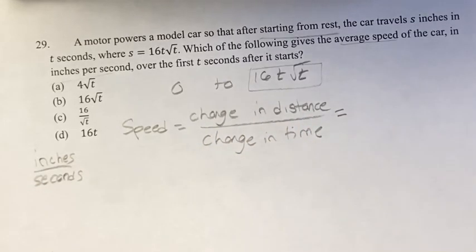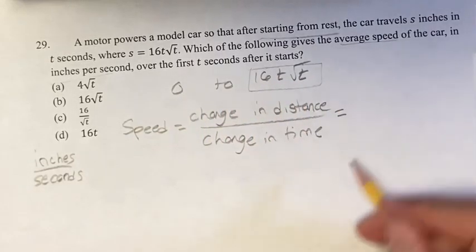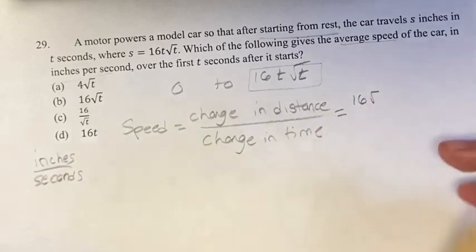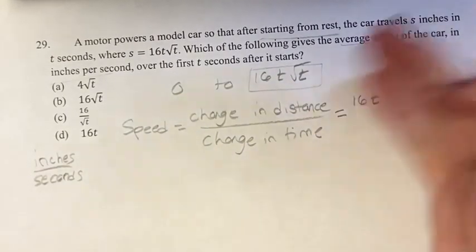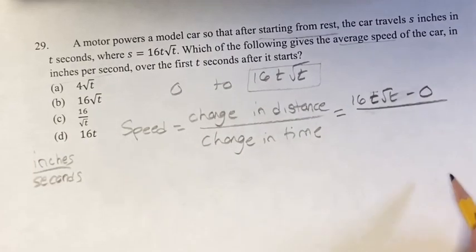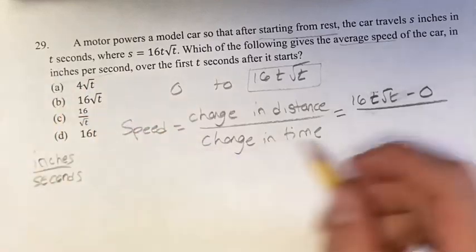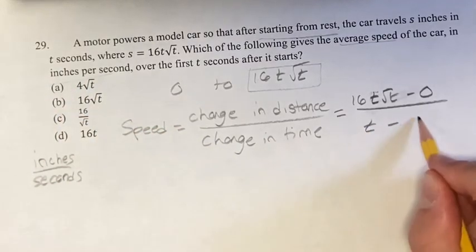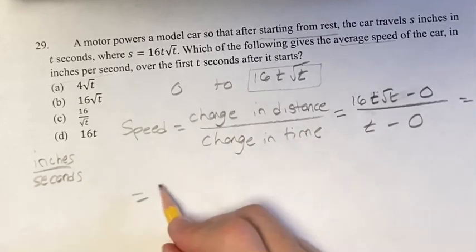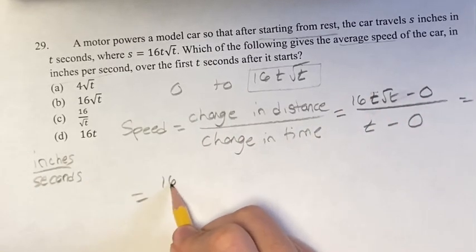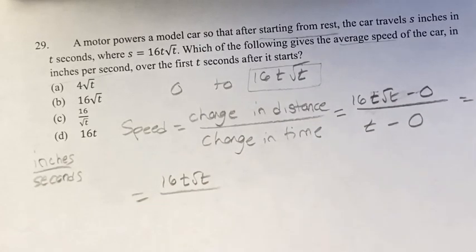So what is the change in distance? Well, we just found it. It's going from 0 to 16t root t, so the difference is going to be 16t root t minus 0. And then what is the change in time? Well, we're going from 0 seconds to t seconds. So over this time period, we are having a change in distance of 16t root t, doing this subtraction of 0, which doesn't really do anything, but we still have to do it.